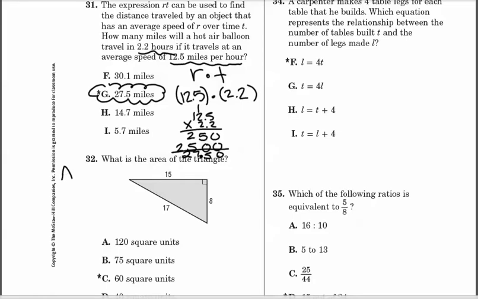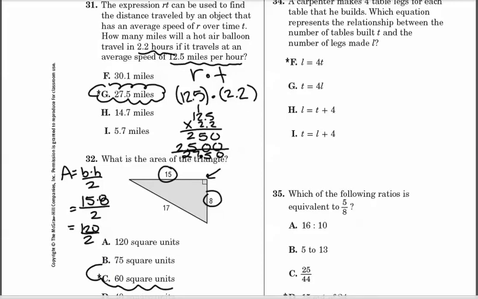The area of a triangle is the base times the height cut in half. This is the base, this is the height. The way that I know is because I see this right angle, and the base is always perpendicular to the height. So 15 times 8, and if I get these two confused and call this the base and this the height, it's still going to give me the same answer. So I get 120 divided by 2 is 60 square units. Okay, let's move on up.